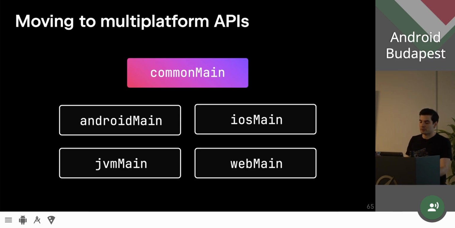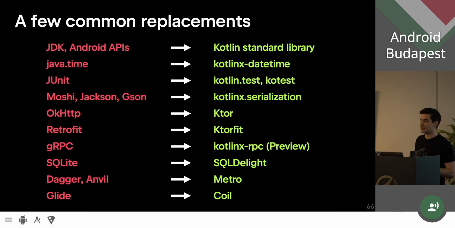Now, in moving to multi-platform APIs, we'll probably have to do a bunch of library migrations. Here are just some examples of common replacements of typical Java or Android libraries and the corresponding multi-platform equivalent, or one equivalent or a couple of them. Again, there's a lot of choices here. There's thousands of KMP libraries, but these are some common things that you might encounter.